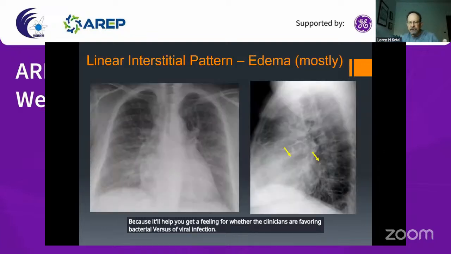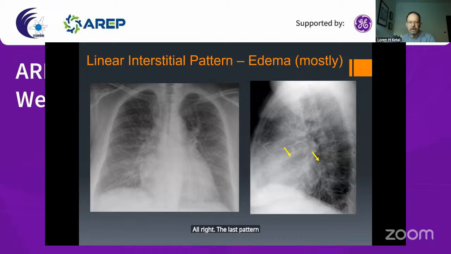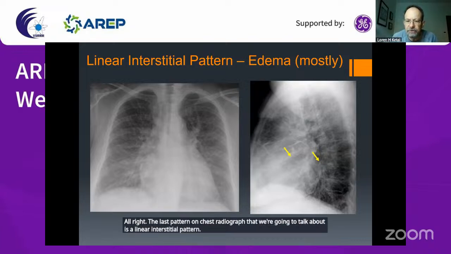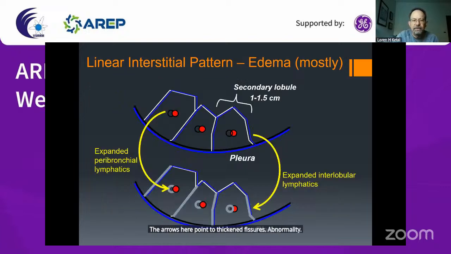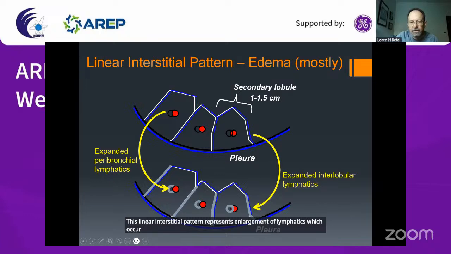All right, the last pattern on chest radiograph that we're going to talk about is a linear interstitial pattern, which, as you know, is most commonly seen in the setting of edema. The arrows here point to thickened fissures, which are characteristic of this abnormality. This linear interstitial pattern represents enlargement of lymphatics, which occur in the secondary lobule along its wall and in the center of the secondary lobule.